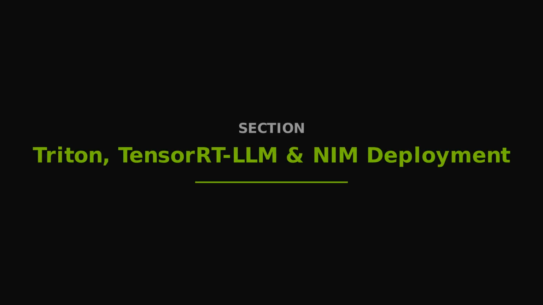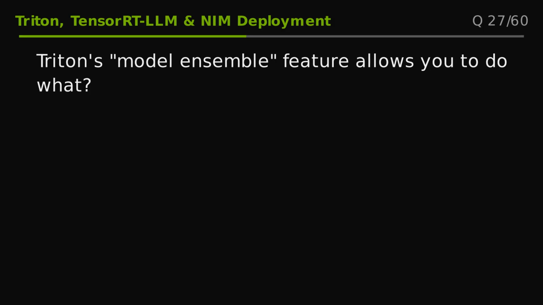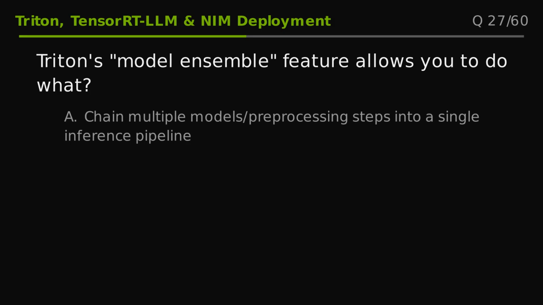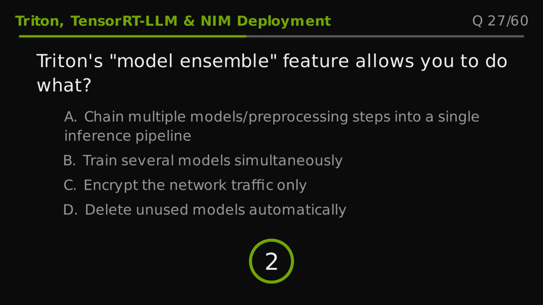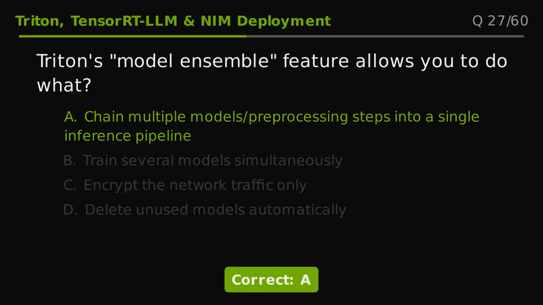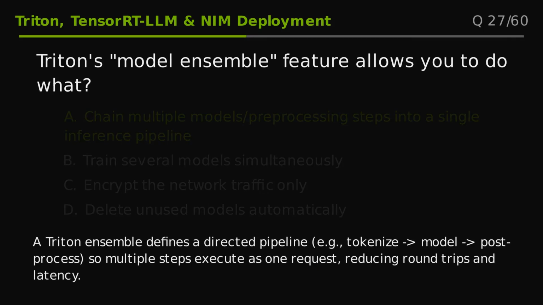TensorRT-LLM and deployment. Question 27. Triton's model ensemble feature allows you to do what? Option A. Chain multiple models and preprocessing steps into a single inference pipeline. Option B. Train several models simultaneously. Option C. Encrypt the network traffic only. Option D. Delete unused models automatically. The correct answer is A. A Triton ensemble defines a directed pipeline, for example tokenize, then model, then post-process, so multiple steps execute as one request, reducing round trips and latency.